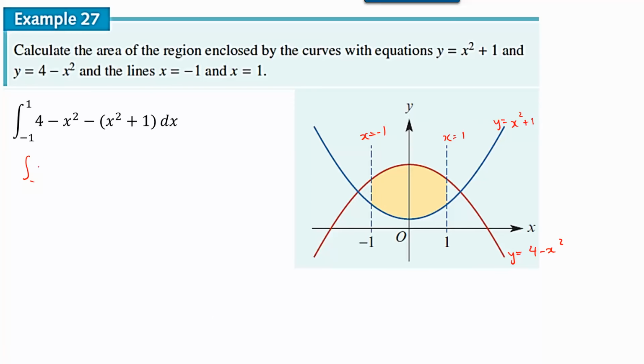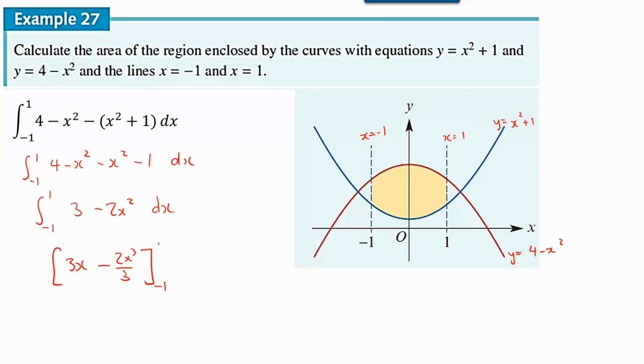Same thing, it's from -1 to 1. I'm going to simplify it, so it's 4 minus x squared, take away x squared, take away 1, dx. This is integration from -1 to 1 of 4 take away 1 is 3, minus 2x squared dx. So now I simplified it. Antiderivative of a polynomial. So antiderivative of 3 is 3x. Antiderivative of -2x squared is -2x cubed on 3 between -1 and 1. Okay, remember there's no need to put the plus c because they cancel out when you find the area between an interval or definite integral.